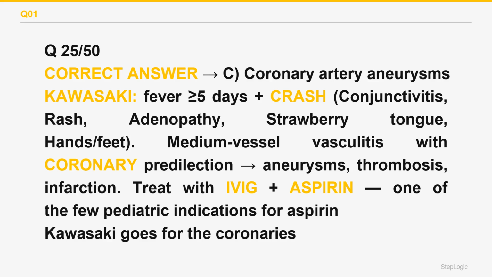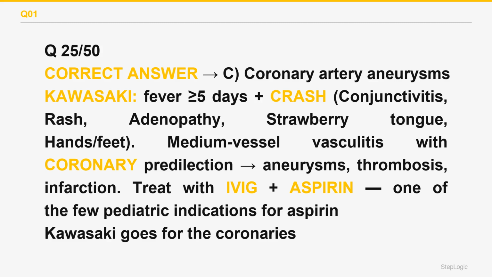Aspirin here is worth a note because it contradicts a rule students hold firmly. Aspirin is generally avoided in children because of Reye syndrome, yet Kawasaki disease is a deliberate exception since the thrombotic risk from coronary aneurysms outweighs that concern.